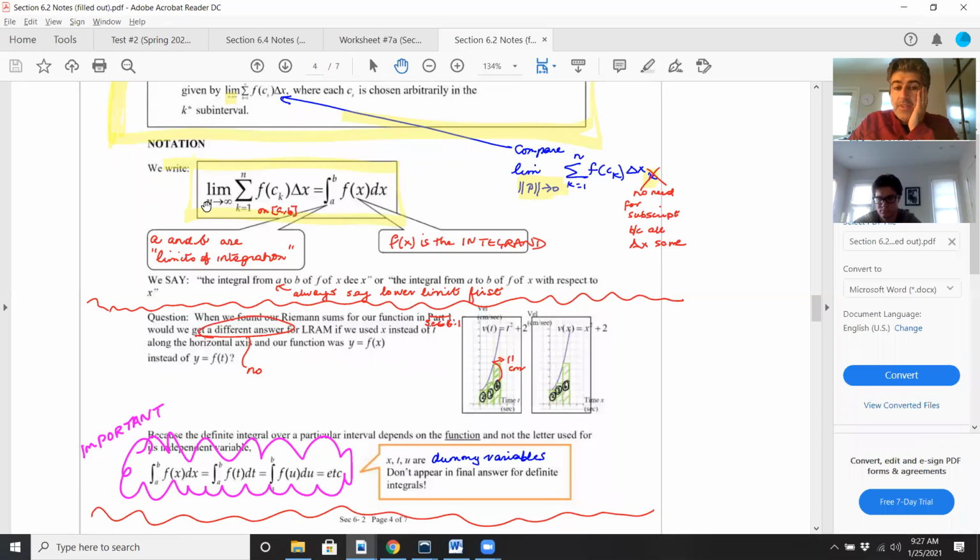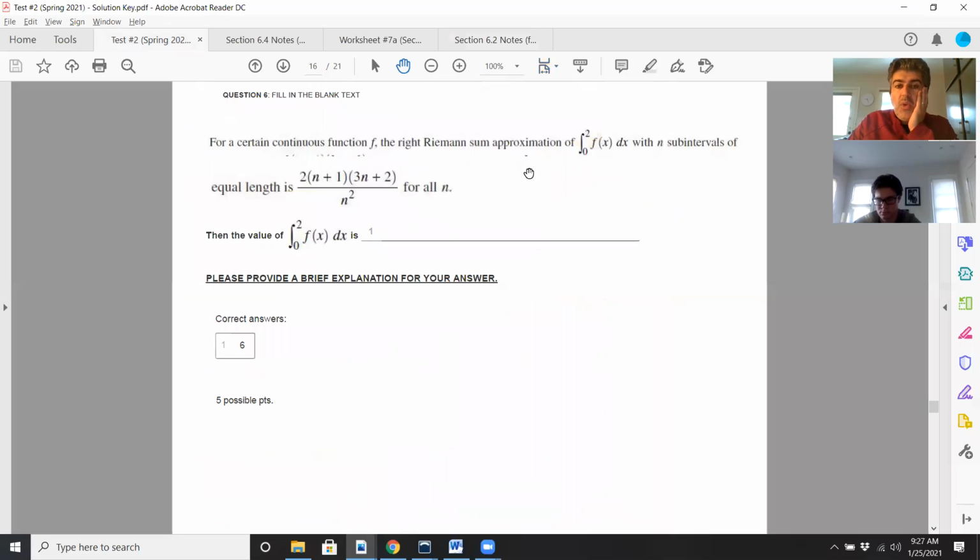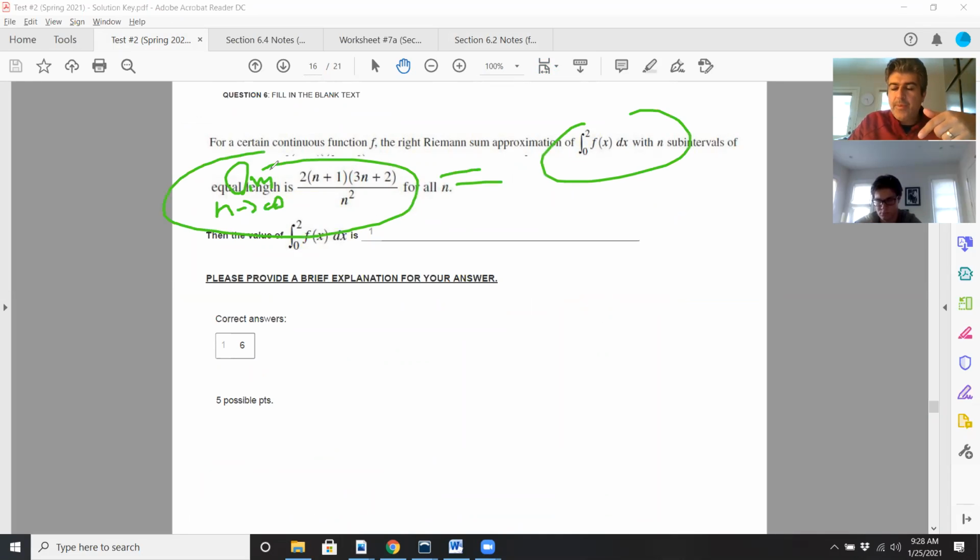Remember, the definite integral is defined as a Riemann sum with the limit as n goes toward infinity. So if you are told this, you had to make that connection. Without that connection, you're lost. The right Riemann sum of this integral is expressed with that expression. Great. So this means that the limit of this expression as n approaches infinity is going to equal that integral. That's what you had to do.